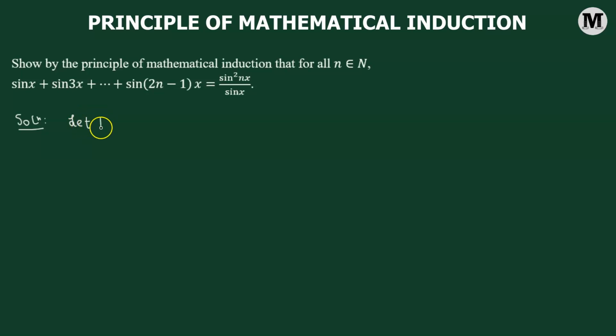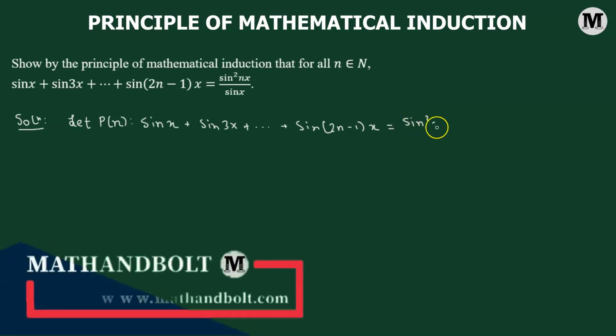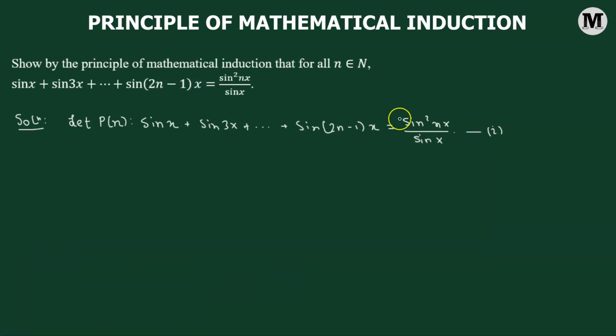So let P of n be the statement which is given by sine of angle x added to sine of the angle 3x. This goes all the way up to the last term, which is given by sine of the angle (2n minus 1) times x. So this is going to be equal to sine squared nx whole divided by sine x. Right, so this is our statement. We have to verify that this is a true statement for all n belonging to the set of natural numbers. That means any natural number that we pick, this must be a true statement.